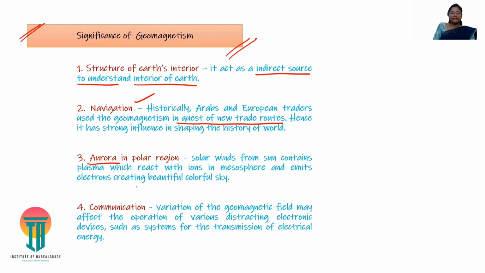Solar winds from sun contains plasma or the gamma rays, which reacts with ions in your mesosphere and it emits electrons, creating beautiful, colorful sky. Okay, mesosphere and to some extent in the ionosphere too.